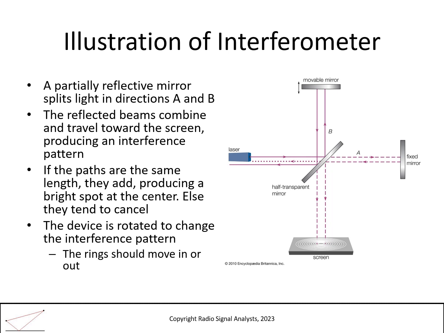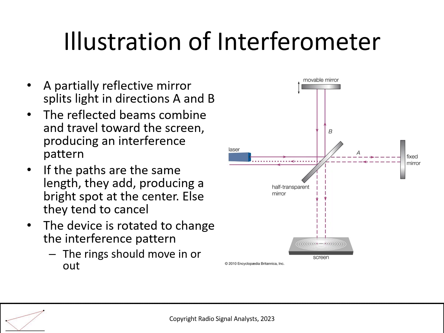The interferometer was constructed like this. A partially reflective mirror splits a beam of light, allowing some to pass through to a fixed mirror, path A, and some to be reflected toward a movable mirror, path B. These beams are reflected and returned to the partially reflective mirror, where reflected beam A is reflected toward a screen. Part of reflected beam B also passes through to the screen. These two beams combine, producing an interference pattern on the screen.